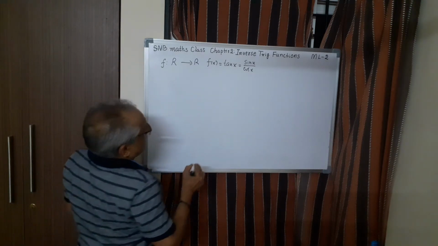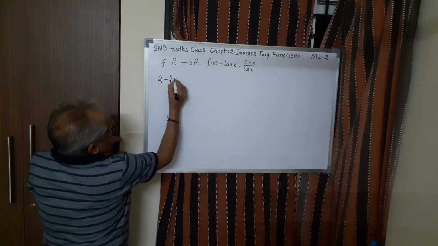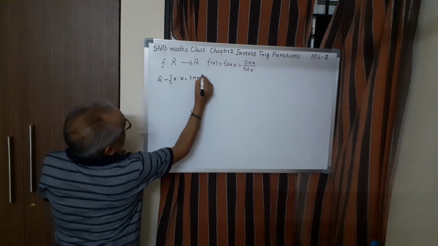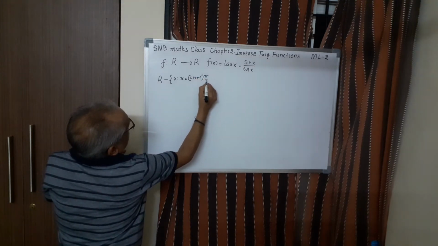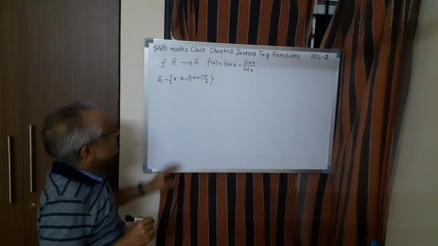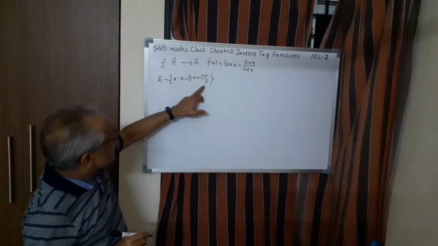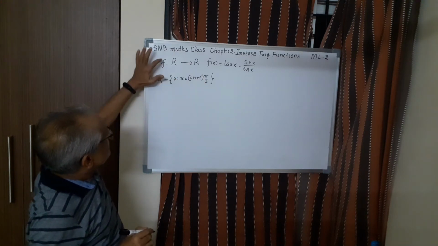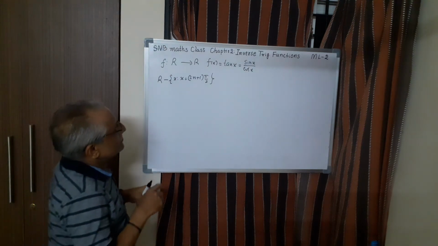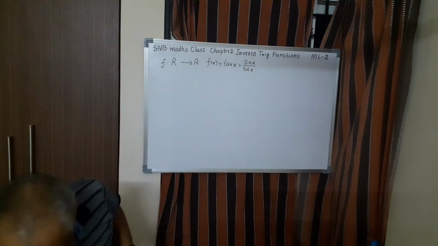So actually the domain is R minus the set of all x such that x equal to (2n plus 1) pi by 2. We have seen this last year in the general solution of trigonometric equations. There we have considered all these things. So we have to remove all the odd multiples of pi by 2 from R. Then this becomes the domain. This is the basic idea which you should understand for defining the inverse trigonometric function.